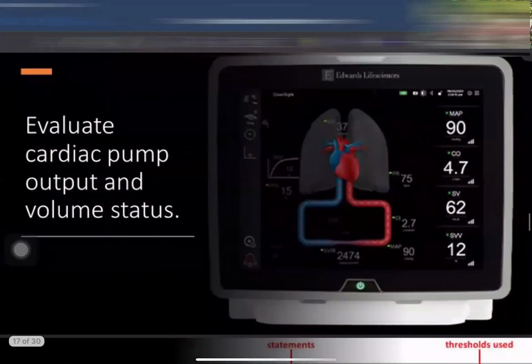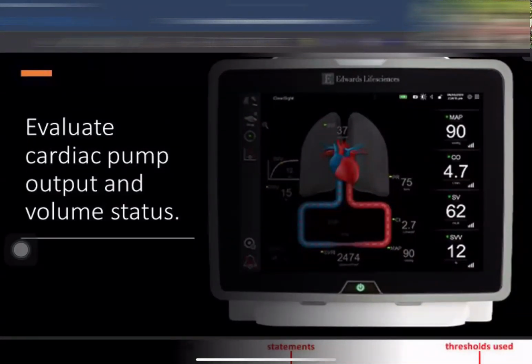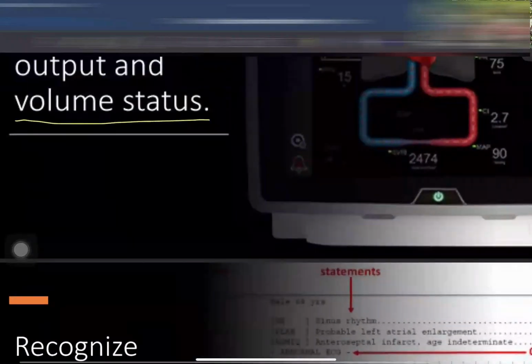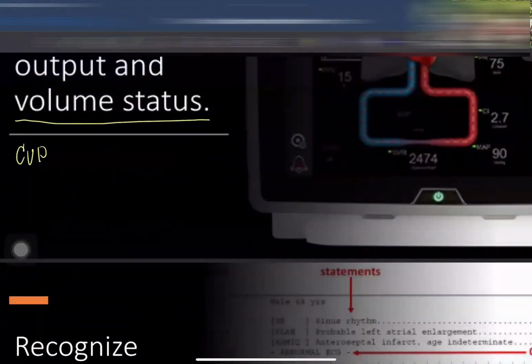Now, class, your machines could also evaluate the cardiac pump output and the volume status. As I have explained earlier, I have talked about cardiac output, so that is also your cardiac pump output. And class could also determine your volume status. Now, let's talk about one parameter. It's not on this cardiac monitor, but I want to discuss it to you. That would be your central venous pressure.